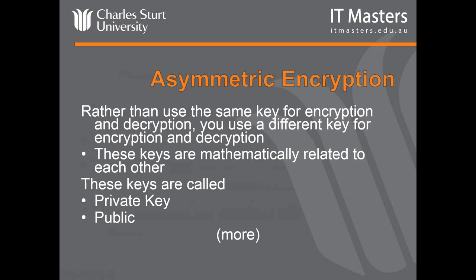All right, asymmetric keys. We have this to solve some of those issues in distribution of keys from symmetric keys. Rather than use the same key for encryption and decryption, we use a different key for encryption and decryption. So public-private key pairs. Mathematically related, but private key is one that you have and you never share with anyone. Public key is the one you give the world.